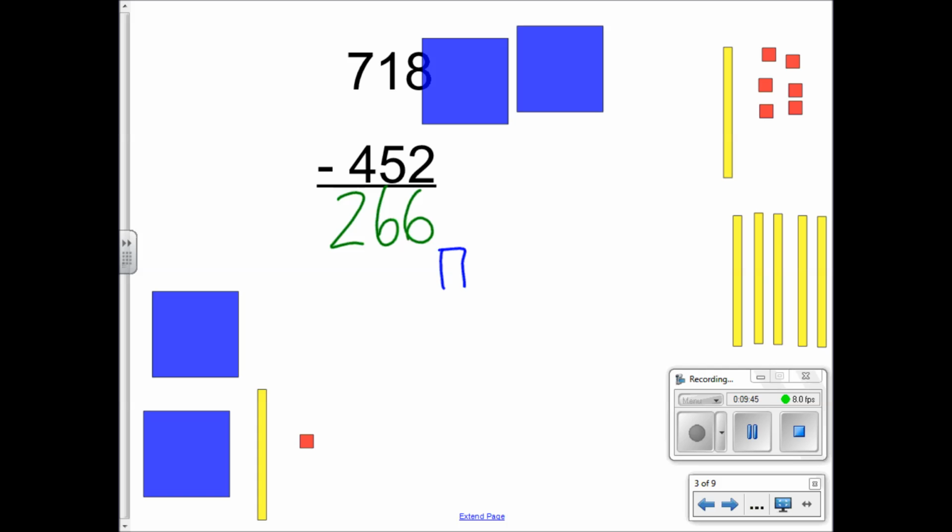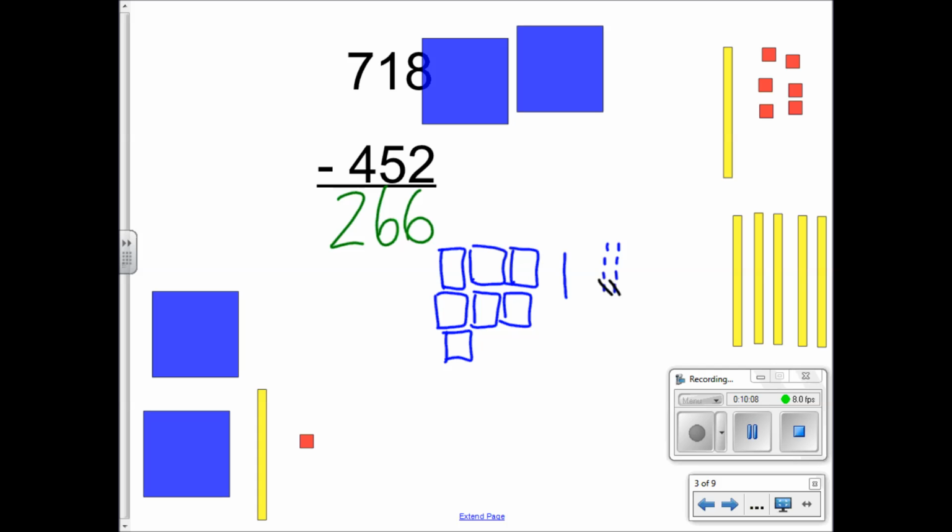Very quickly, let me show you how to do that on paper if you were drawing it. If I were going to draw it, I would draw my 700s, my 110, 8 ones. I had 8. I could subtract 2, so I would just cross them out. Make sure you're watching, please. You're going to be doing this tonight at home. Thank you. So I have the 6 left.